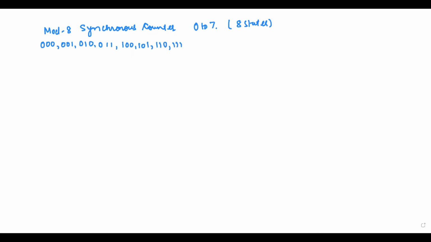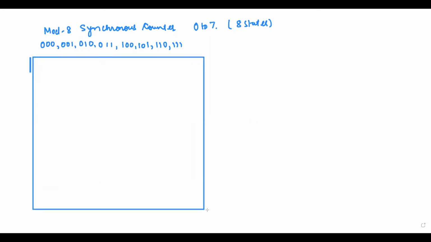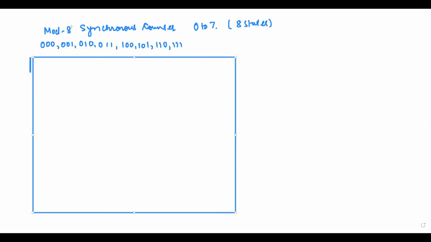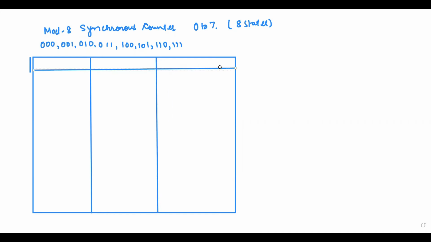So the procedure remains the same. What is the procedure? Your sequence is known to you. The next important thing is that you are going to make a truth table. In the truth table you are going to have different states: this is your present state, this is your next state. We are going to implement this with the D flip flop only. I will also show you how you can do it with other flip flops, but for convenience, right now I am showing you with the D flip flop.